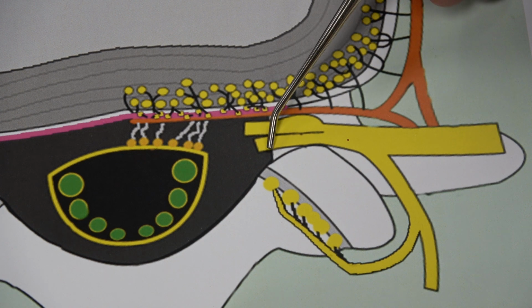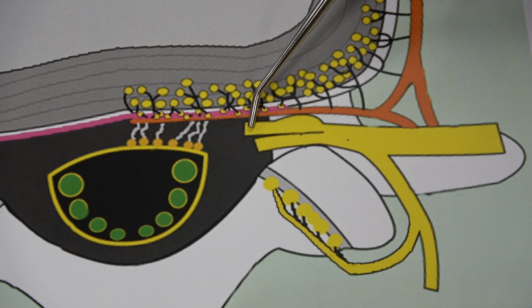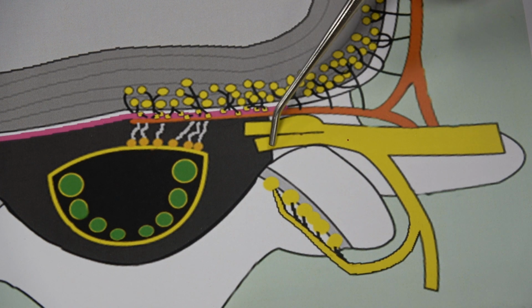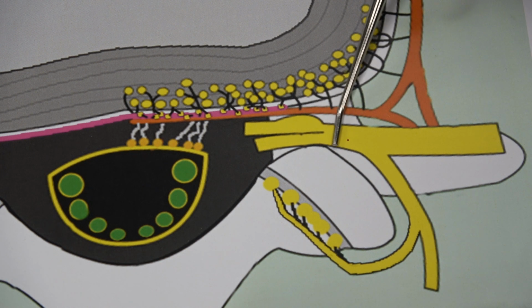Remember, these are the two spinal nerve roots. So this is the sensory root. This is the motor root. And there's the dorsal root ganglia. That's how I can tell that's the sensory root. They come together to form the spinal nerve, which is right there.